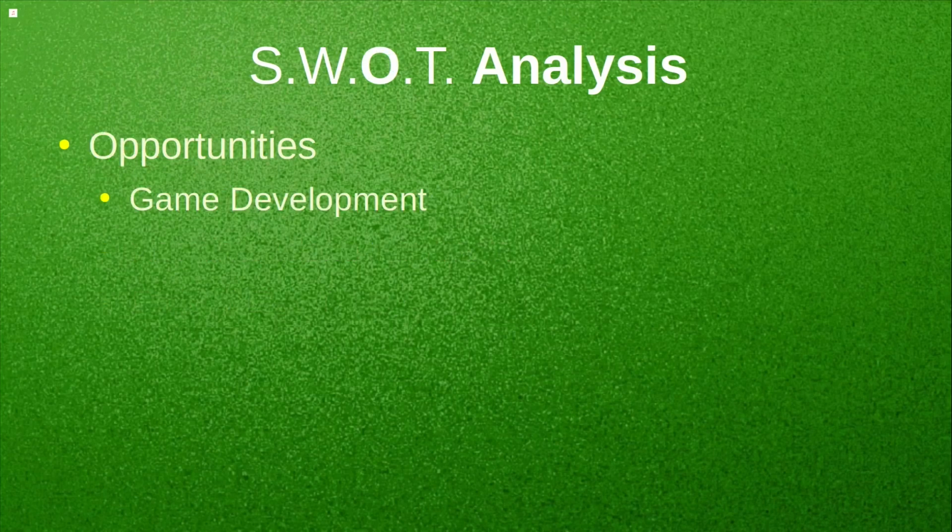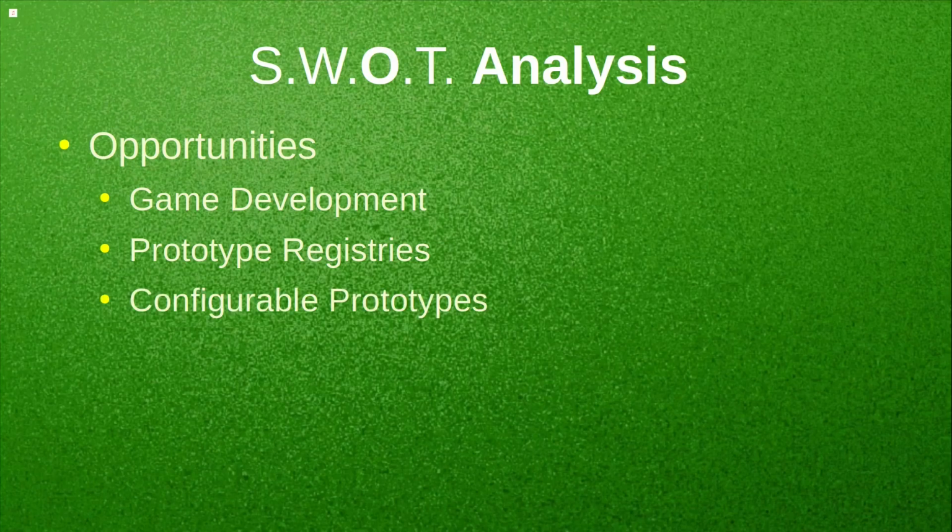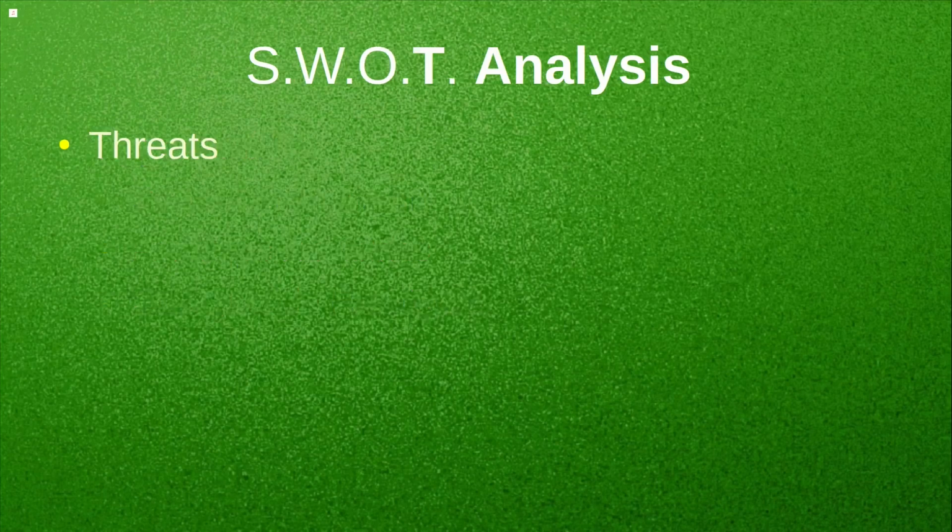Opportunities. Game development use. Frequently used to duplicate entities like NPCs or bullets in C++ game engines without performance degradation. Prototype registries. Useful for implementing registries that manage and spawn new object types based on registered prototypes. Configurable prototypes allow developers to pre-configure prototype objects for reuse, improving code reuse in plugin-based or modular C++ apps.